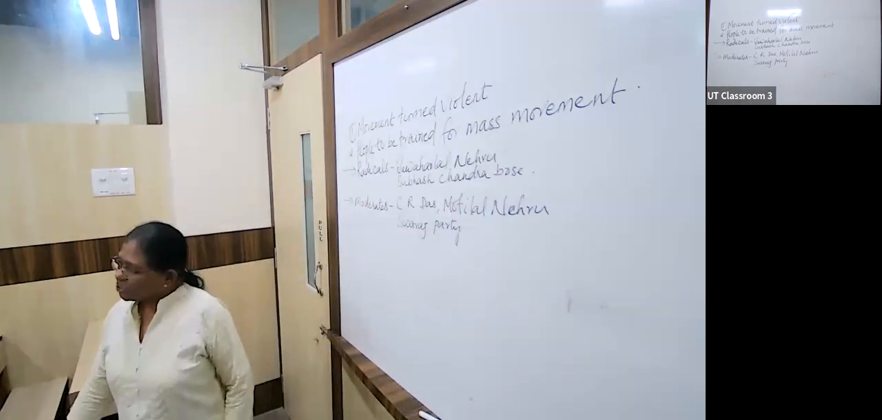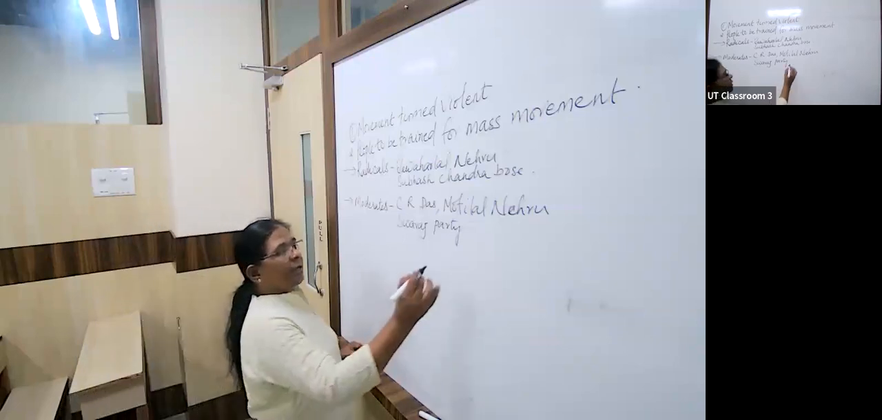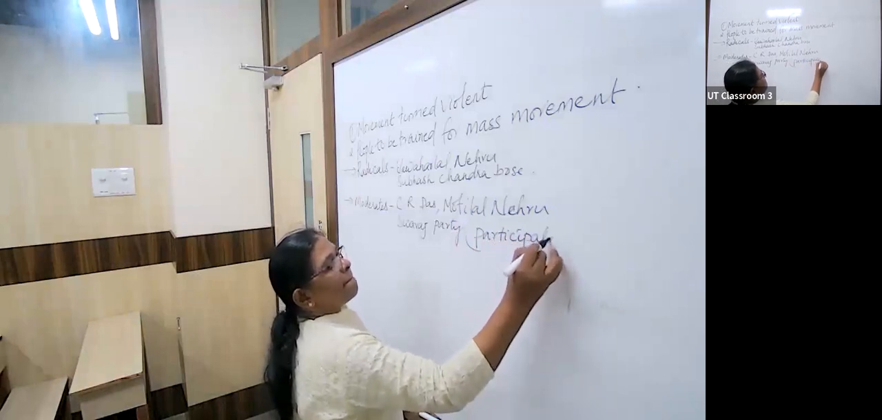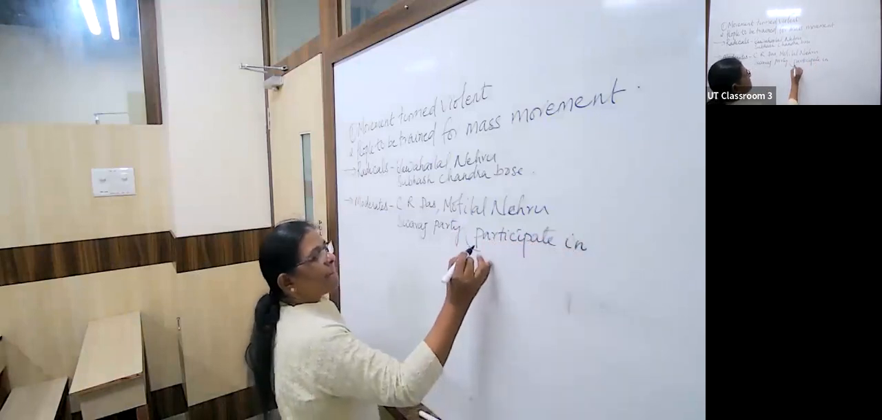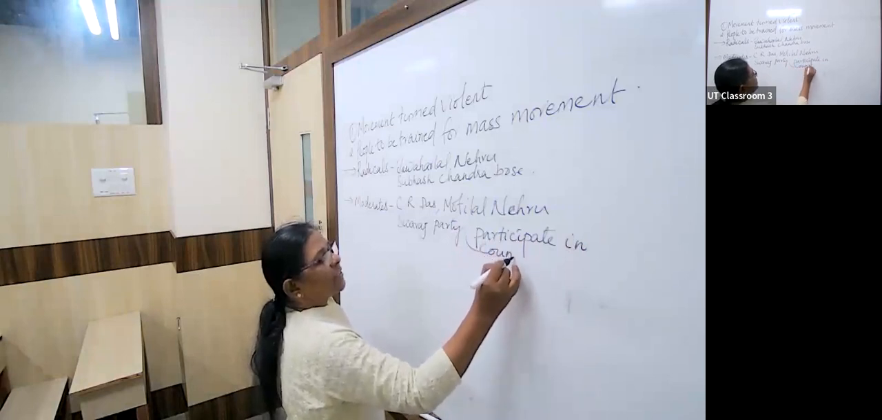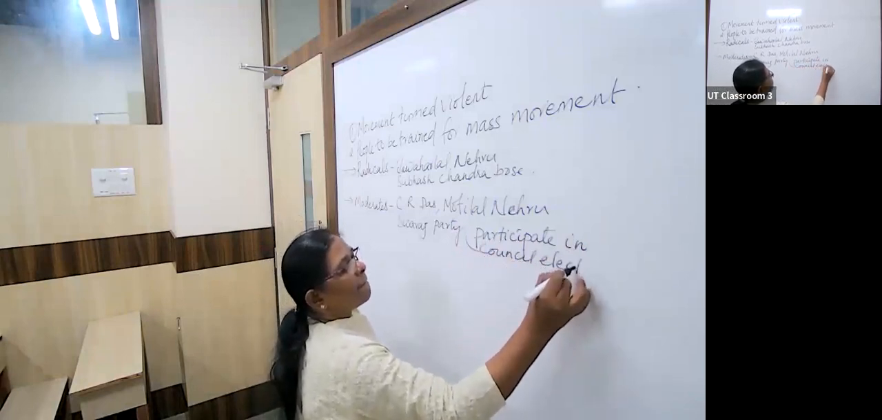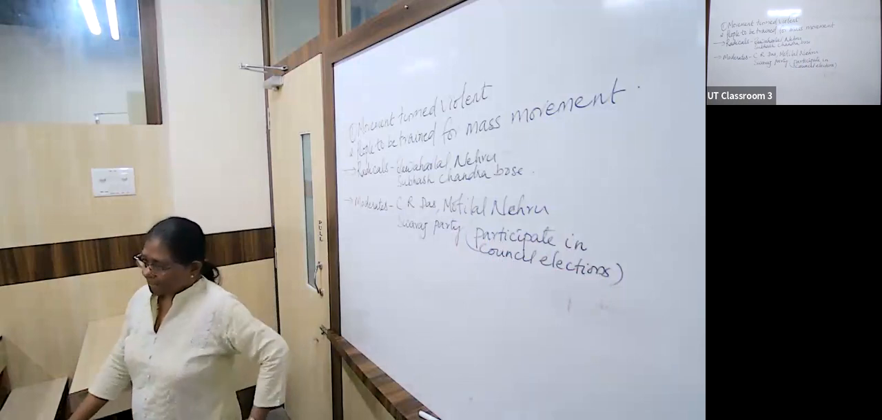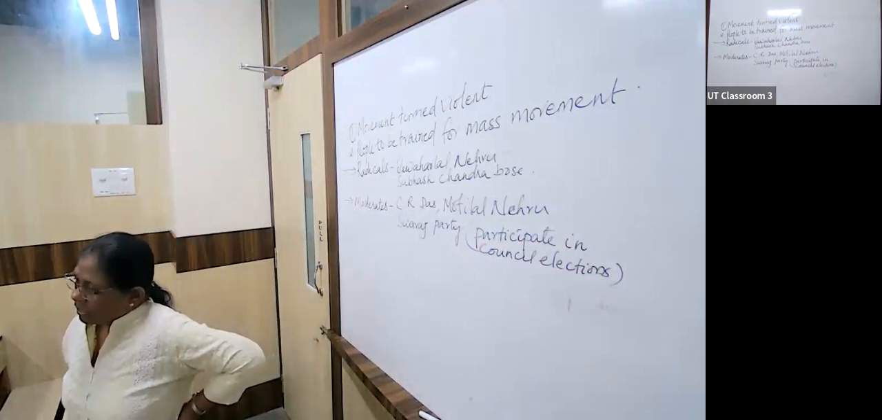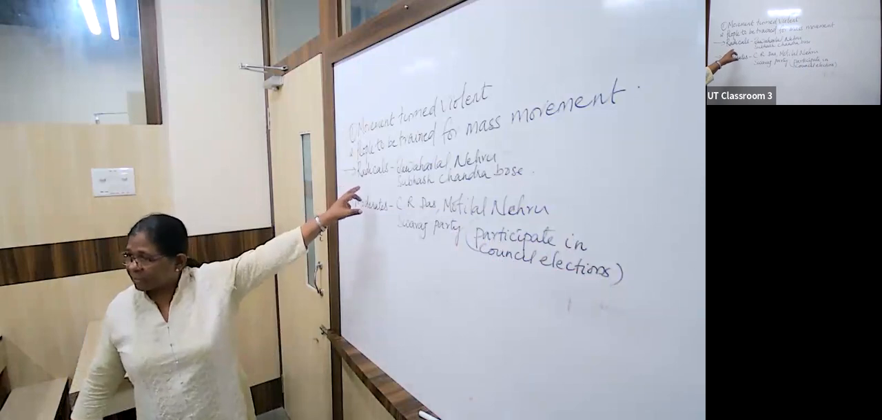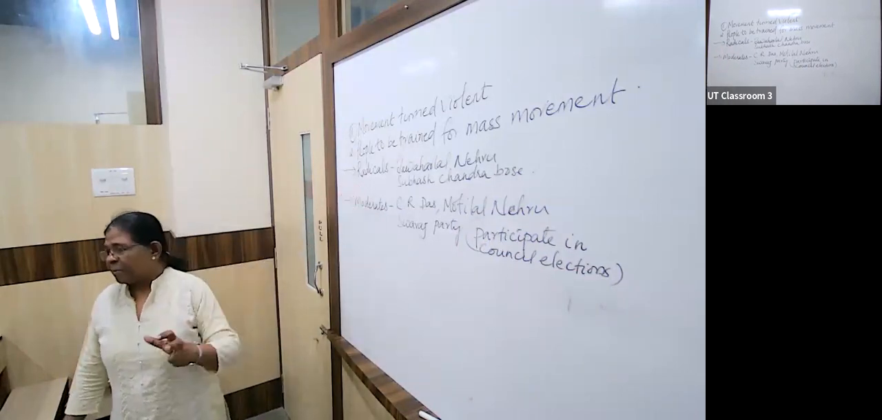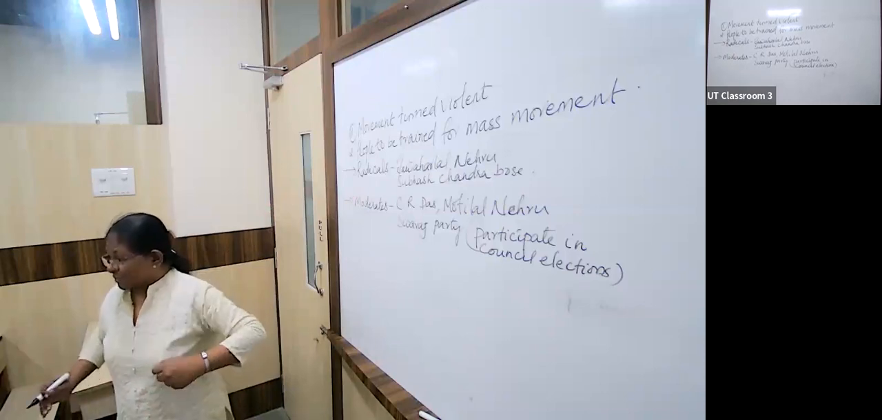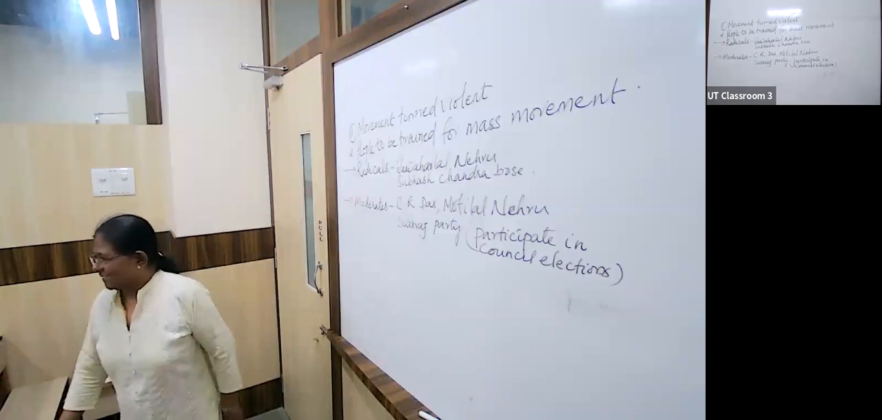They formed a Swaraj Party and wanted to participate in council election. See, which one? Radicals and Marxists. See, what happened? Gandhiji suddenly withdrew. We look at the josh also coming up.